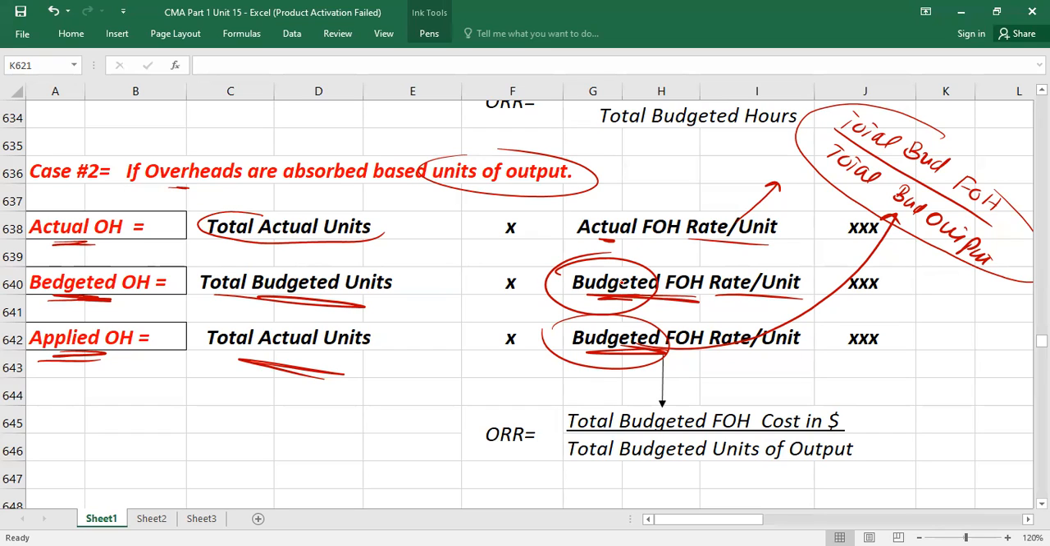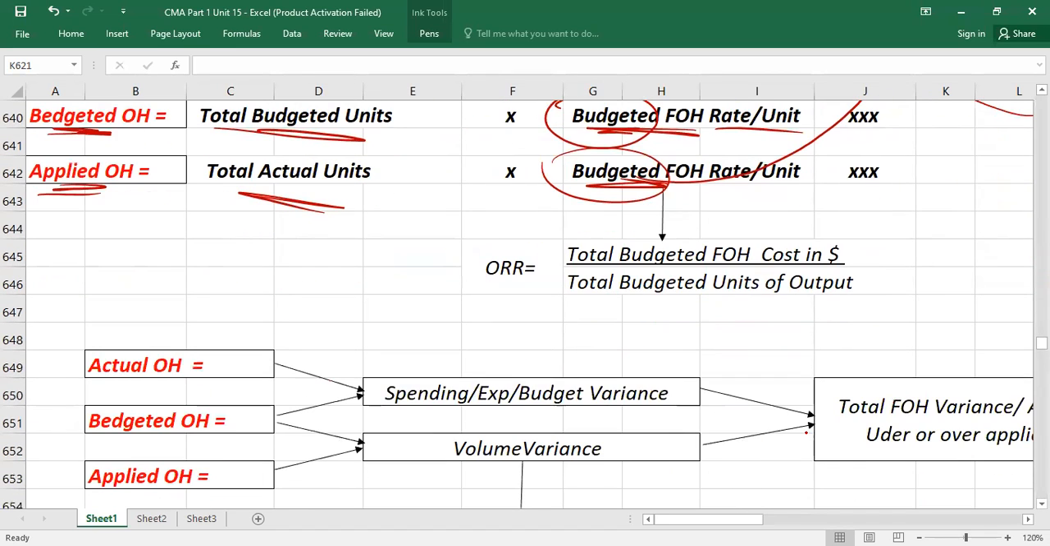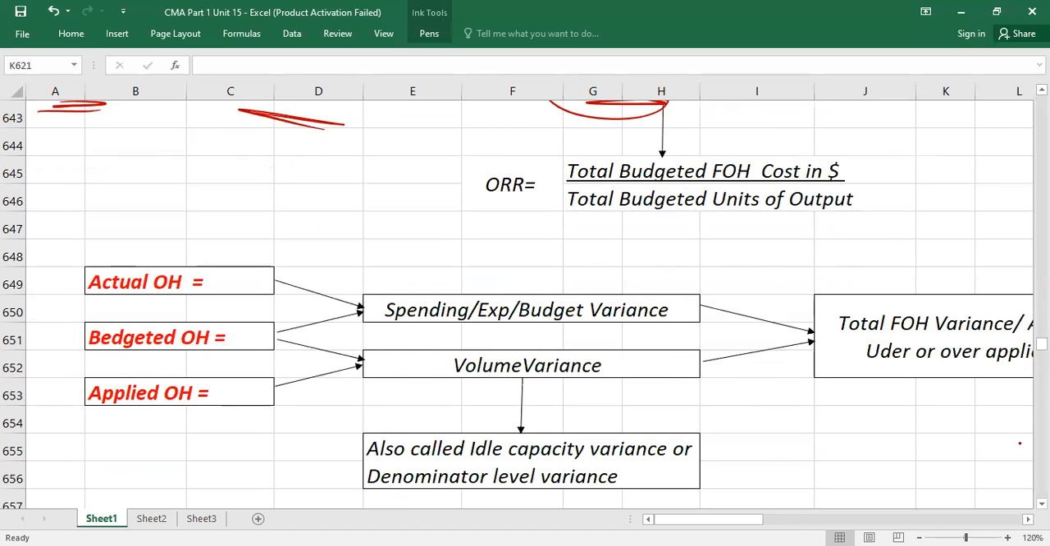How to find these values based on hours, based on units. Right? 3 lines. Now I'm going to talk about variance. You have to memorize something here. Please remember. There are total 3 lines. Which overheads? Actual overheads. I told you how to find them, based on hours, based on output. Second line is budgeted overheads, based on hours, based on output. Third is applied overhead, based on hours, based on output. You know how to find all 3 lines. Please remember. Now I'm going to tell you something about variance.